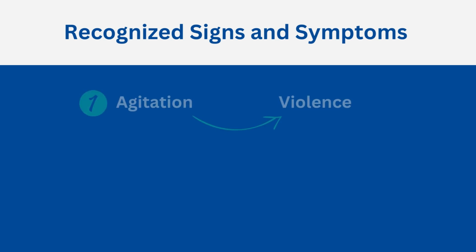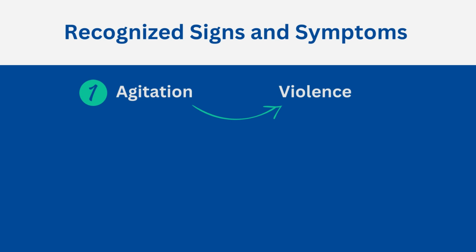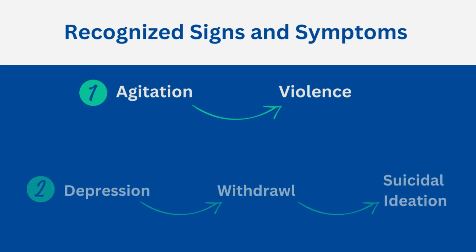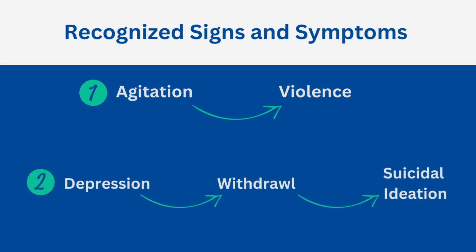If your answers were anger or agitation for the first video, you're correct. It's good to be attentive to these behaviors before they escalate to something further, such as violence or abuse. For the second video, if your answers were sadness or depression, you are also correct. In this case, it's good to recognize these signs and symptoms before they turn into something more, such as withdrawal or suicidal ideation.